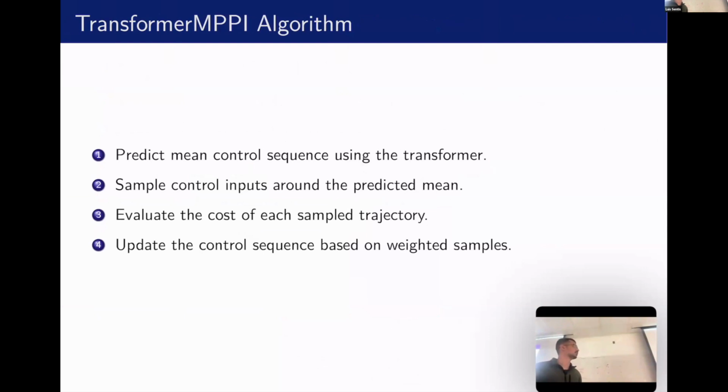Again, to quickly mention what transformer MPPI is: predict the mean control sequence based on the parameters of your problem using the transformer. Sample control sequences around the predicted mean. Evaluate the cost and update the control sequence.